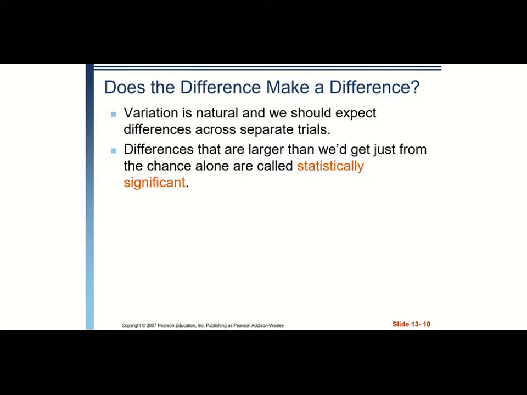So we run our experiment, we get our mean crop yields, and they're going to be different. Variation is natural. We expect them to be different. They would be different even if the fertilizer had absolutely no effect on how well those crops grew. What we really want to know is, are these differences statistically significant? And we're going to spend a lot of time on what this phrase actually means in the coming chapters, but for now the key thing to realize is differences are statistically significant if they're larger than what we'd expect to see just from chance alone.